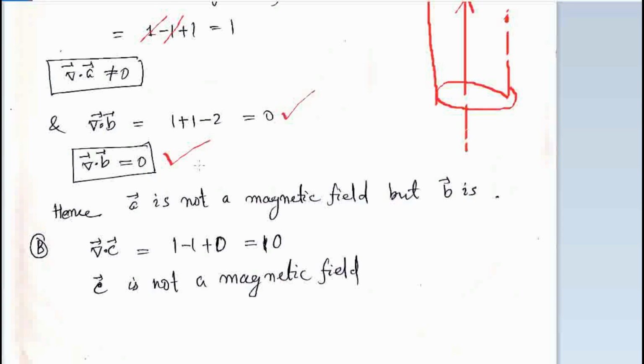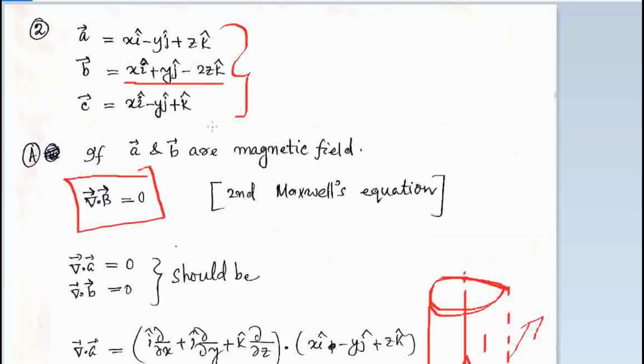Similarly, apply the del operator on vector C, and you will get 0, because if you see, x plus x minus y, and there is no variable for the z component. The z component is constant because only z cap is present here. There is no z variable.